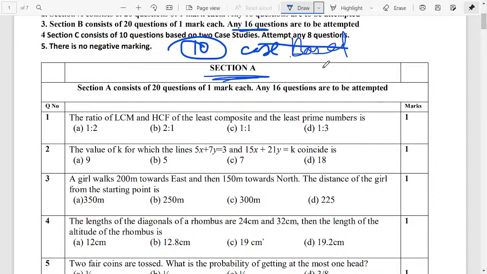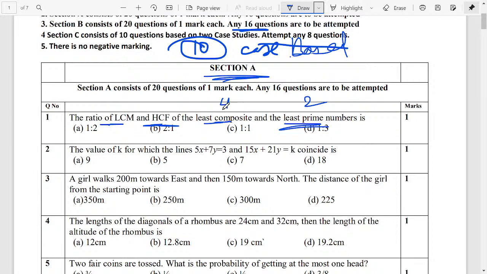The first question says: the ratio of LCM and HCF of the least composite and the least prime numbers is. Before doing this question, you should be thorough about which is the least composite number and the least prime number. Least composite means the least number which has a factor apart from 1 and the number itself. 1 is neither prime nor composite. 2 prime, 3 prime, so 4 is the least composite number. Least prime, 1 is not a prime number, so 2. Now you have to find the ratio of the LCM and HCF.